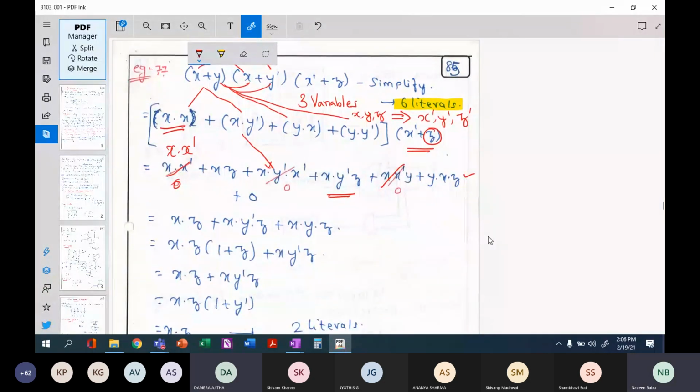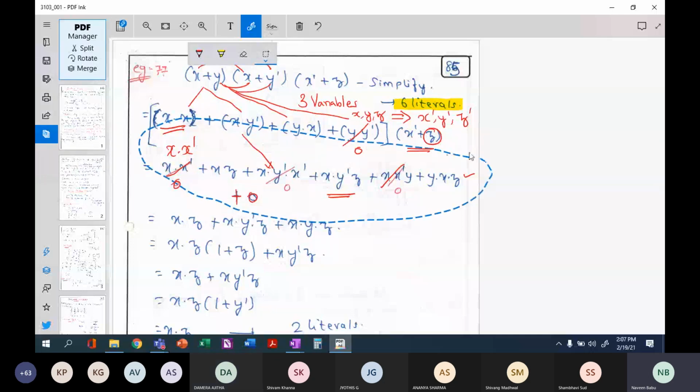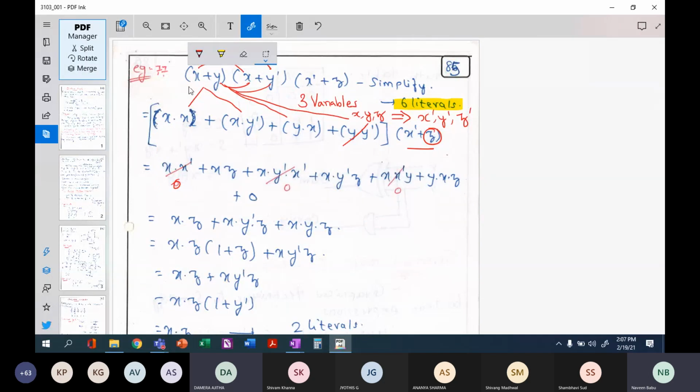So let us apply the associative property. So similarly, y dot y bar is already 0, right? So this multiplied by anything will be 0. Hence, I have written just plus 0. Now, let me just erase this part here. Yeah. Now, if you see, what are the leftover min terms here? x dot z, right? x dot z, and x dot y bar z, and x y dot z.